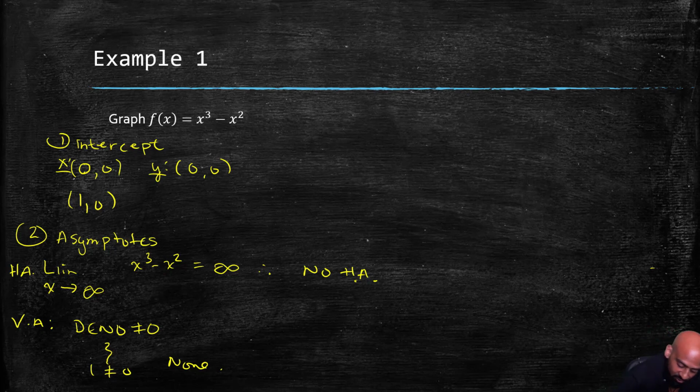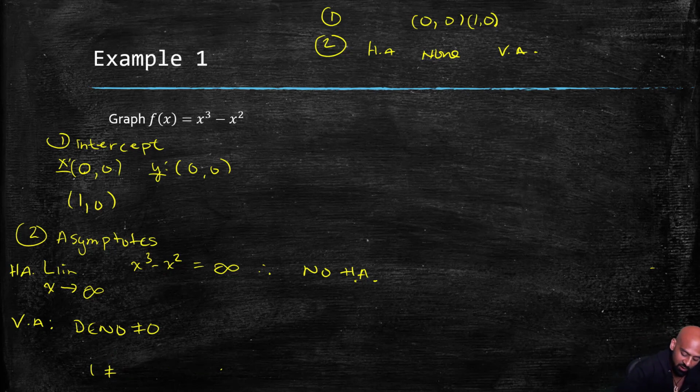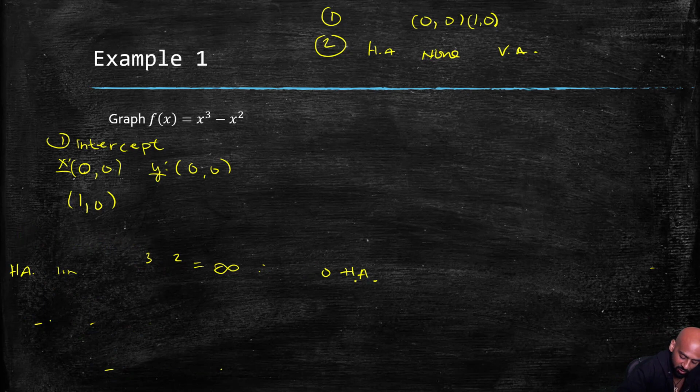So this is what I'm going to do. I'm going to collect my information up here. The x-intercepts are (0, 0) and (1, 0), and the y-intercept (0, 0) is the same point. So these are just intercepts. I'm going to clean my board. The horizontal asymptotes, we said there are none, and we also said there are no vertical asymptotes, and this is how we came to those conclusions. All right, so now let's clean all this up and then we can start all over again.